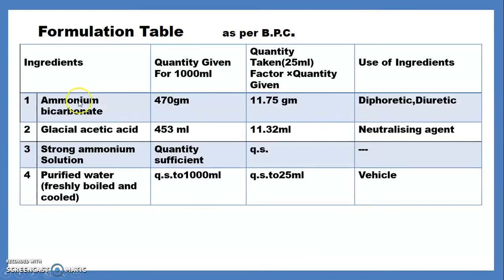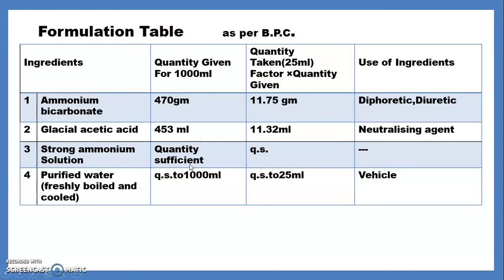The formulation table contains the ingredient, quantity for 1000 ml, which is given in the BPC, then quantity taken, as we have to prepare only 25 ml, then quantity required and use of our ingredient. Ingredients are ammonium bicarbonate 470 grams for 1000 ml and glacial acetic acid 453 ml for 1000 ml. Strong ammonium solution is quantity sufficient, required for maintaining the pH.